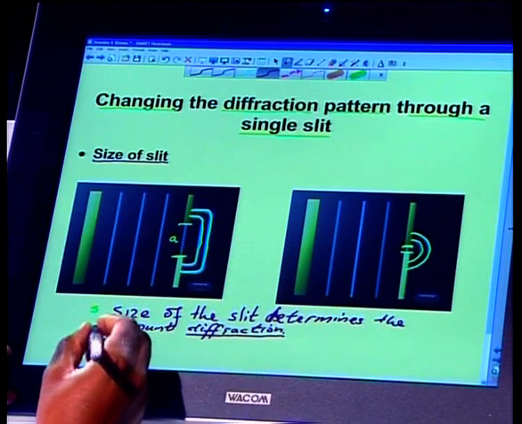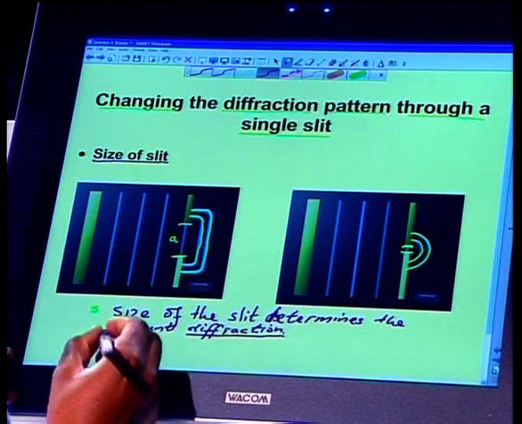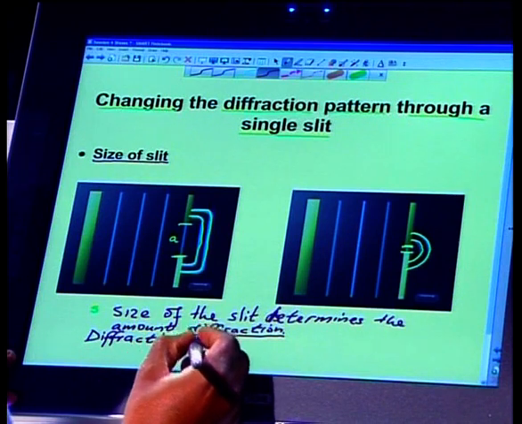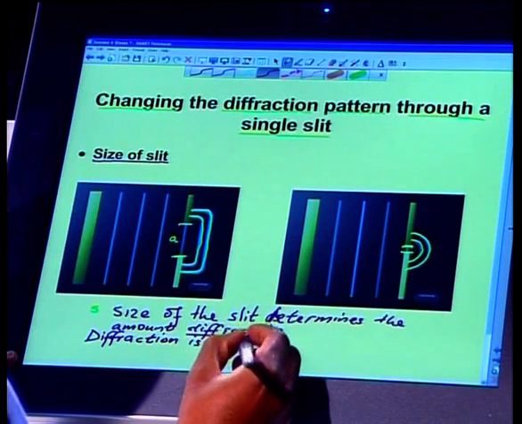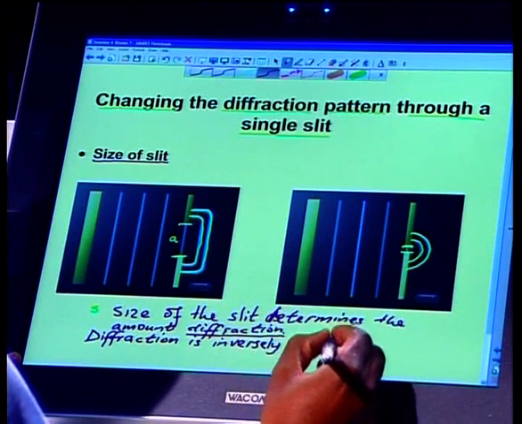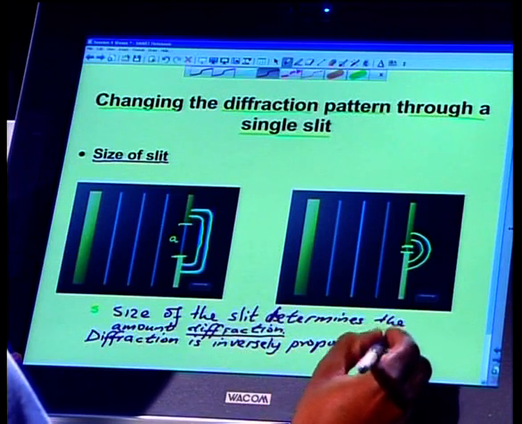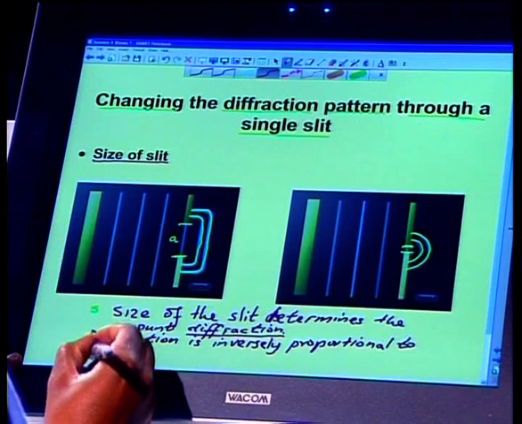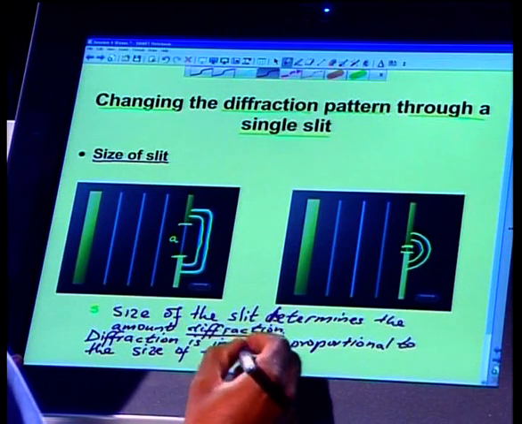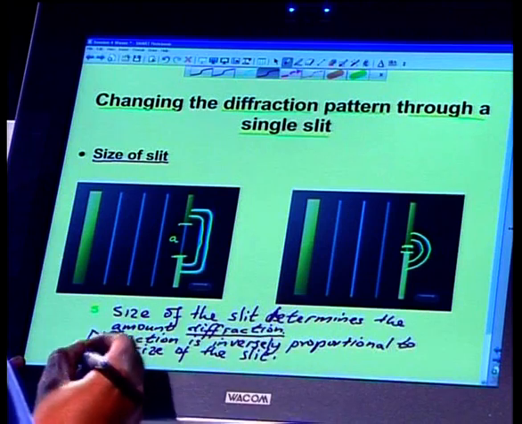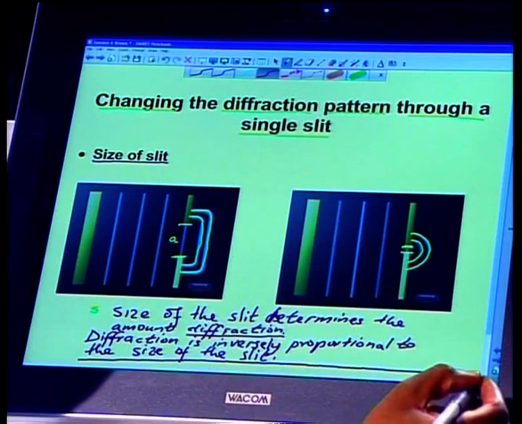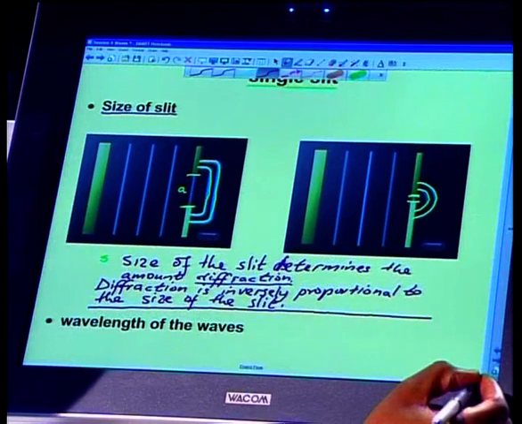So we can say that diffraction is inversely proportional to the size of the slit. So this tells us that the bigger the slit, the smaller the amount of diffraction, as shown in our two diagrams here.